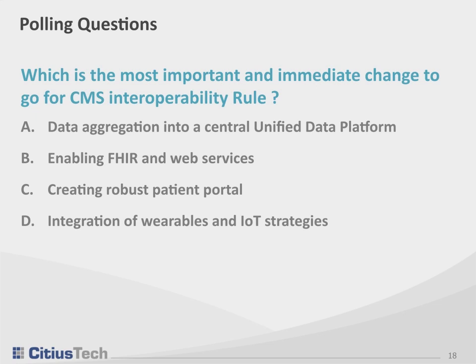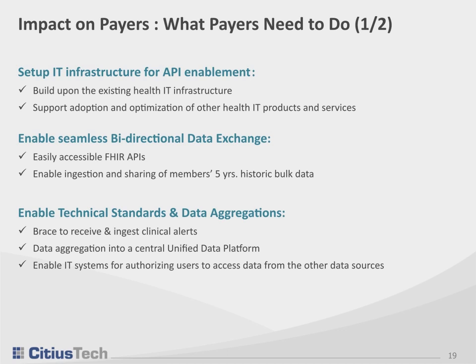Okay, looks like we have probably kind of a consensus. The first one, data aggregation into a central uniform data platform, is what people have voted for, 47%, and the second highest is enabling FHIR web services. I kind of guessed this is how the answer was probably going to be, but we just thought we'd have a poll around that, just to ensure that people are following us. Anyway, let's go ahead and talk about the same thing.